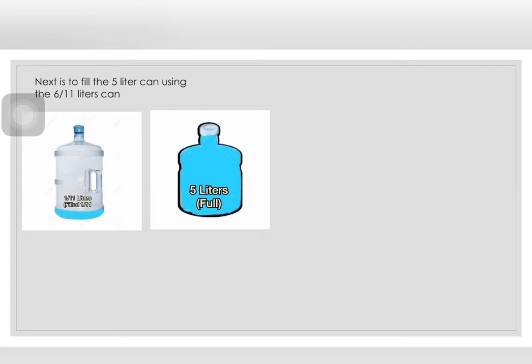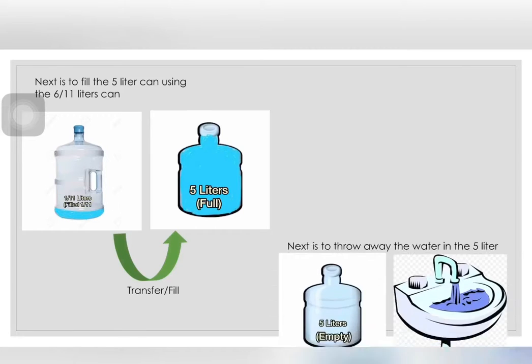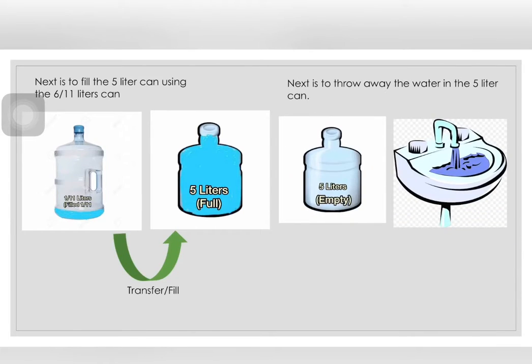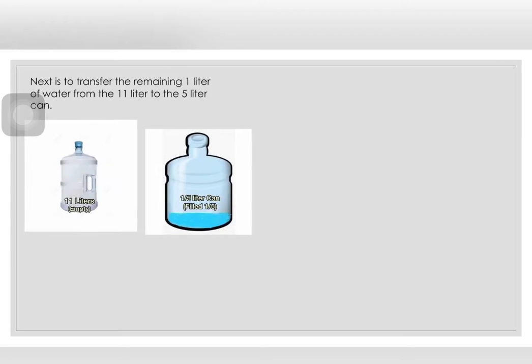The fourth step is to fill the 5-liter can again using the 11-liter can, which has only 6 liters of water. The fifth step is to throw away the water in the 5-liter can. The sixth step is to transfer the remaining 1 liter of water from the 11-liter can to the 5-liter can.